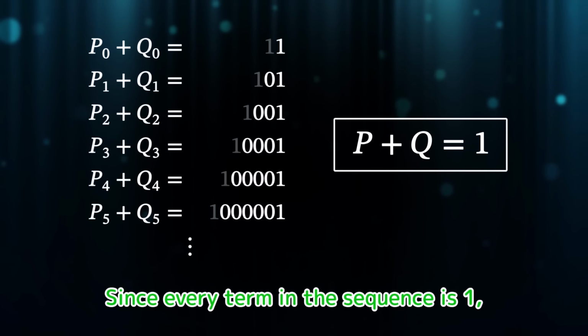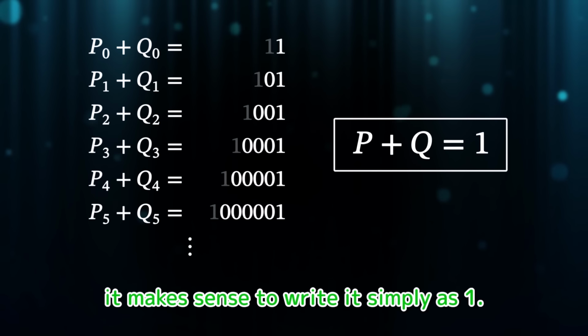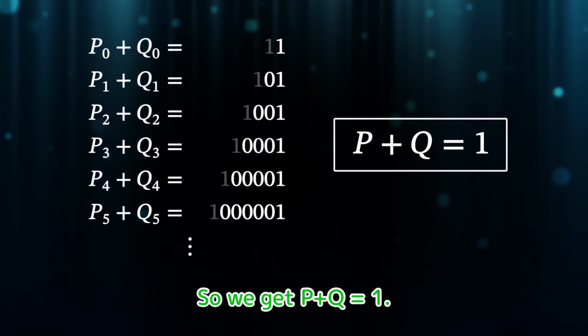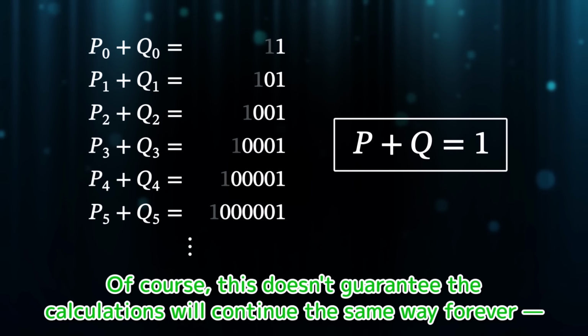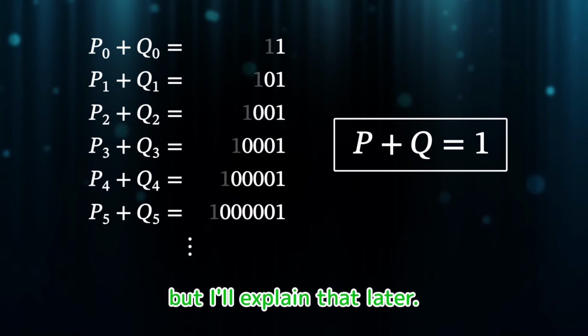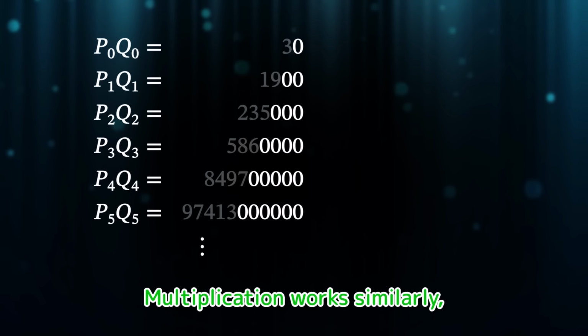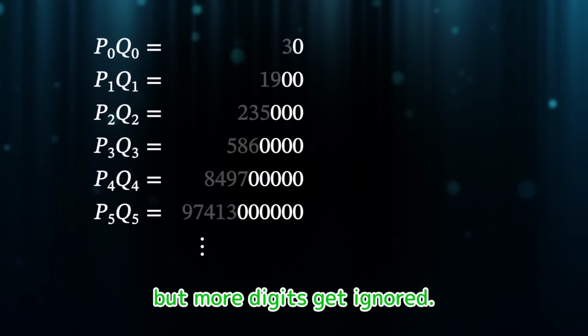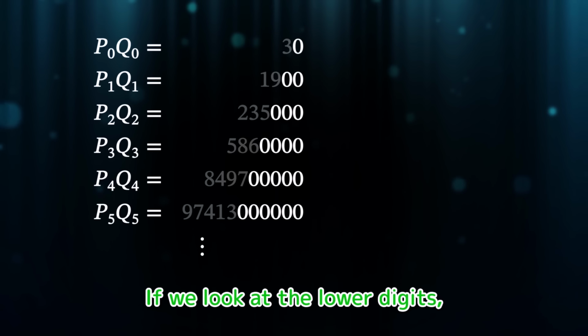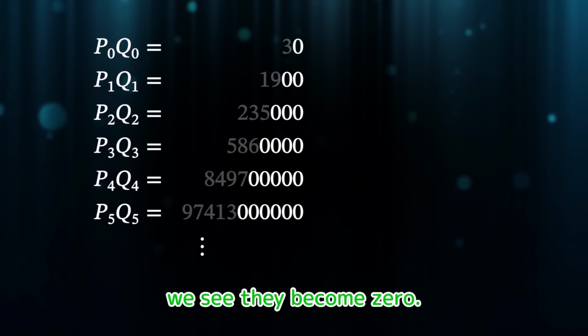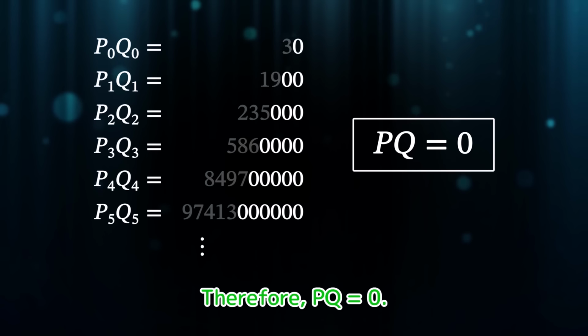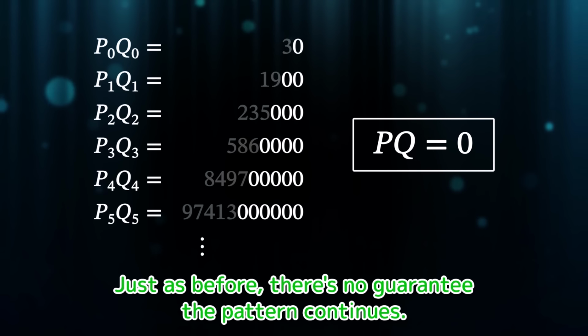Since every term in the sequence is 1, it makes sense to write it simply as 1. So we get p plus q equals 1. Of course, this doesn't guarantee the calculations will continue the same way forever, but I'll explain that later. Multiplication works similarly, but more digits get ignored. If we look at the lower digits, we see they become 0. Therefore, pq equals 0. Just as before, there's no guarantee the pattern continues.